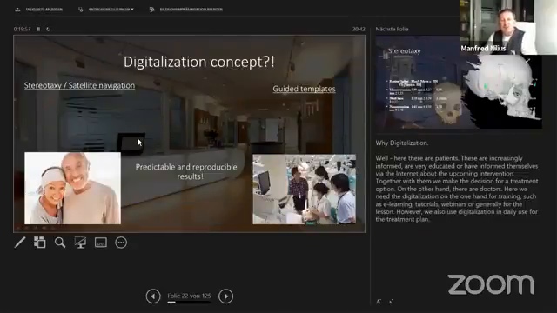So, the digitalization concept. We started almost in 1985, 1990 with digitalization concepts to make very precise surgery. And what we used at that time, when I was at the clinic, was called stereotaxy or satellite navigation. There are some robotic systems also available on the market.